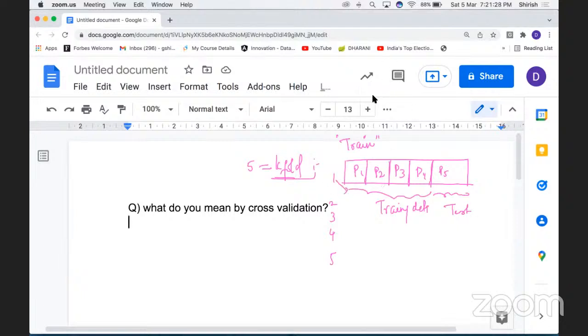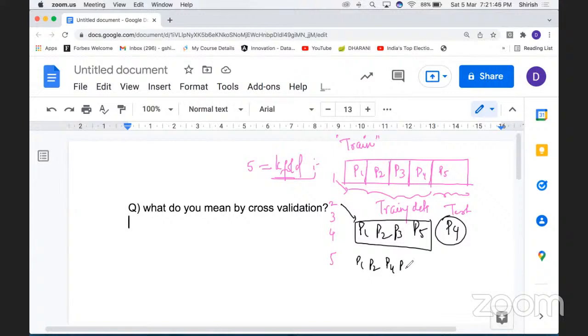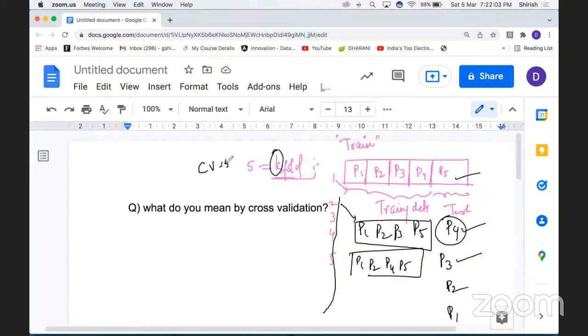When it comes to the second iteration, P1, P2, P3, P5 will be on one side for training, and P4 will go for test. Like that, when 5 iterations happen, P5 is tested, P4 is tested, P3 is tested, P2 is tested, and P1 is tested. It is your choice how much cross validation you do.